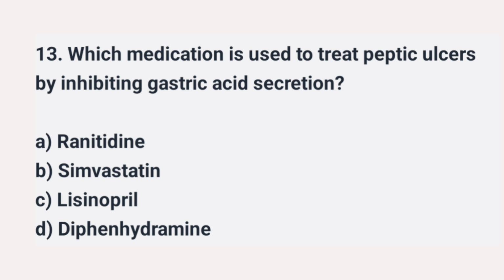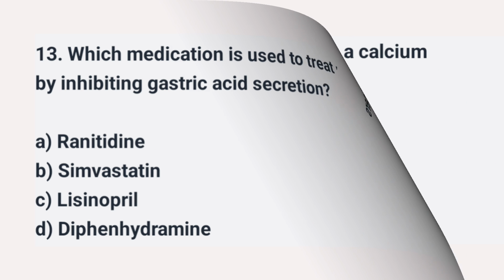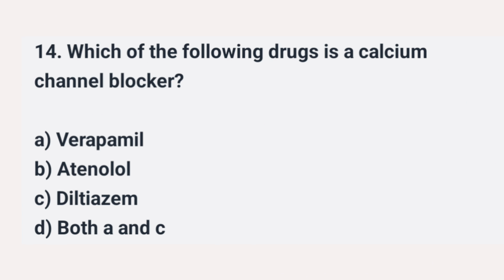Question number 13. Which medication is used to treat peptic ulcers by inhibiting gastric acid secretion? The right answer is option A, ranitidine. Question number 14. Which of the following drugs is a calcium channel blocker? The right answer is option D, both A and C.